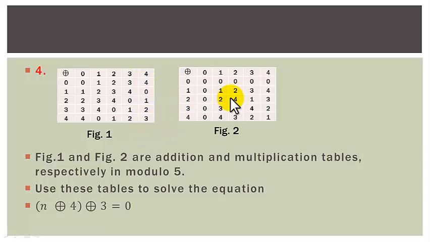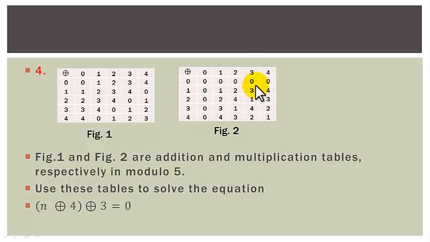Now in multiplication table, we do the same thing. 0 times 0 is 0. 0 times 1 is 0. 0 times 2 is 0. 0 times 3 is 0. 0 times 4 is 0. 1 times 0 is 0. 1 times 1 is 1. 1 times 2 is 2. 1 times 3 is 3. 1 times 4 is 4. 2 times 0 is 0. 2 times 1 is 2. 2 times 2 is 4. 2 times 3 is 6. And 6 in modulo 5 is 1.